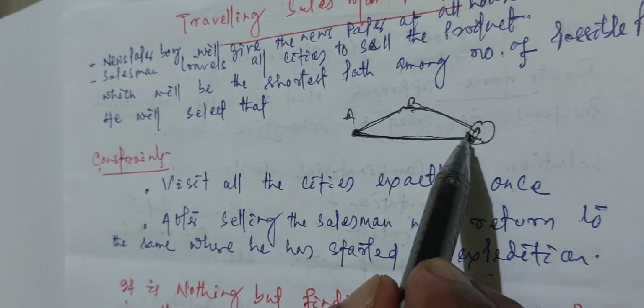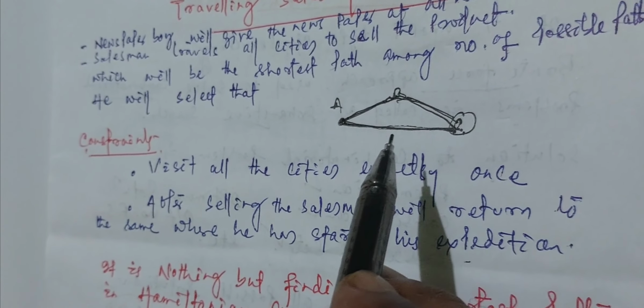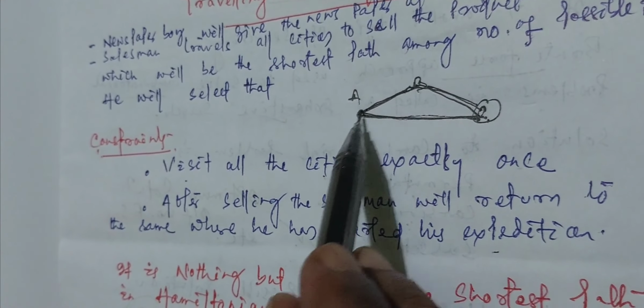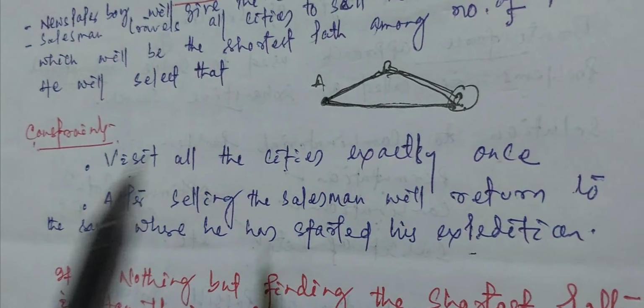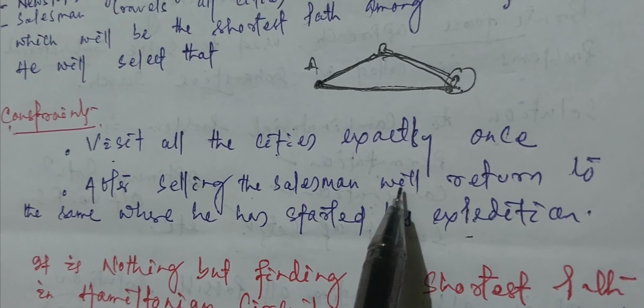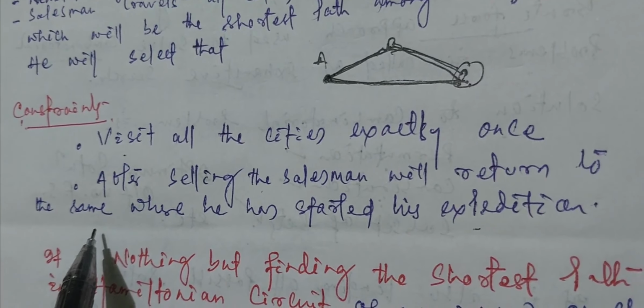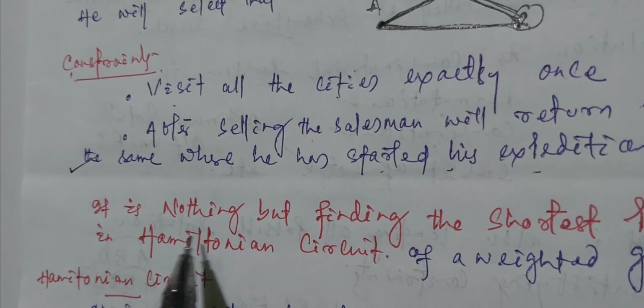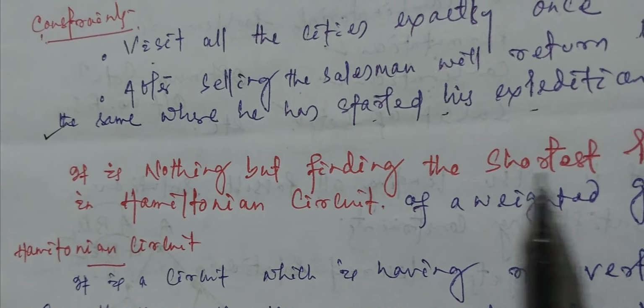As per the exhaustive search principle, there are constraints. Those constraints are that he visits all the cities exactly once. After selling the product, the salesman will return to the same place where he had started his expedition. From A he starts, A to B, B to C, and he returns to his starting position, C to A. This is the constraint. It is nothing but finding the shortest path in a Hamiltonian circuit of a weighted graph.